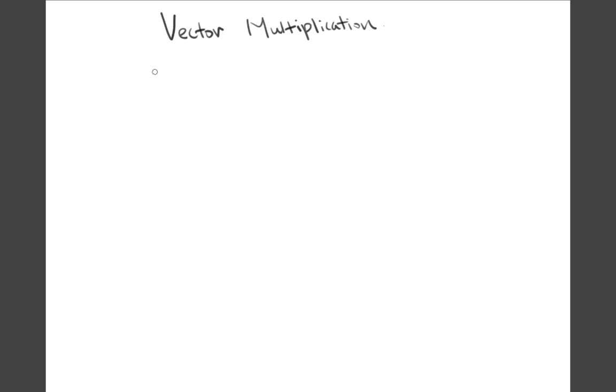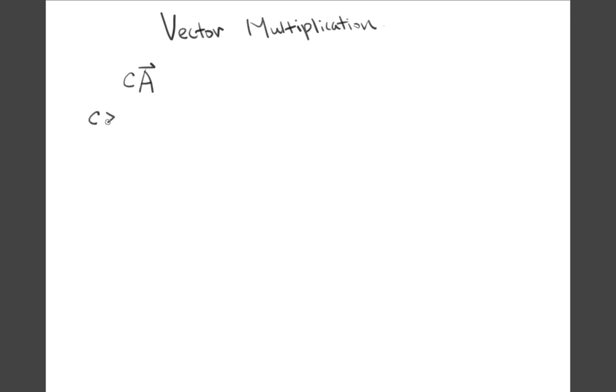How do we perform vector multiplication? Specifically, how do we multiply a scalar with a vector? So here A is a vector and C is a scalar. So what's the result? Let's discuss several cases.